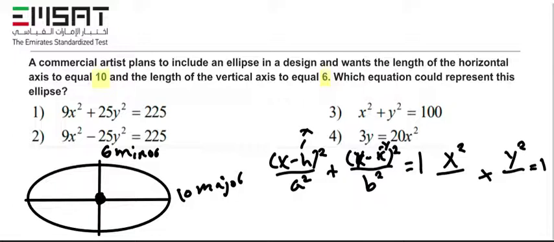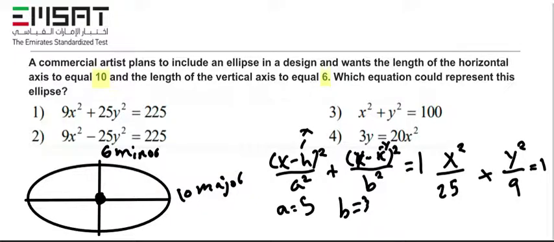A is half of the major axis, so half of 10 equals 5, so a equals 5. And b is half of the minor axis, so half of 6, so b equals 3. Now we need to write 5 squared, which is 25. Then b, we need 3 squared, which is 9.